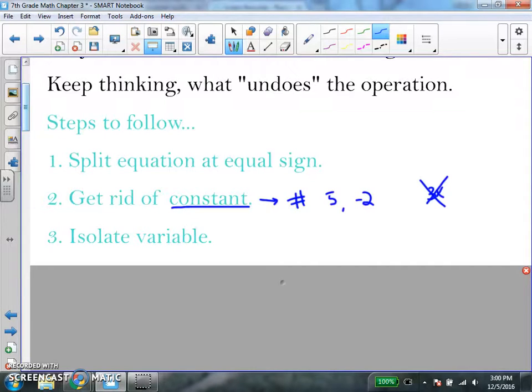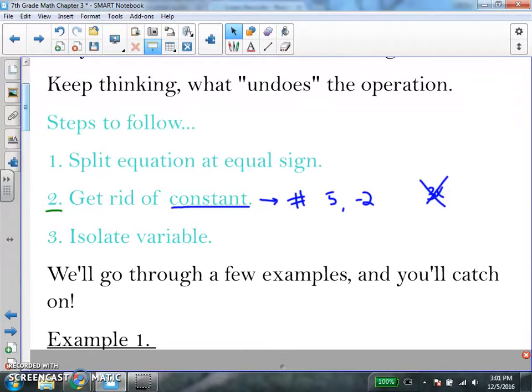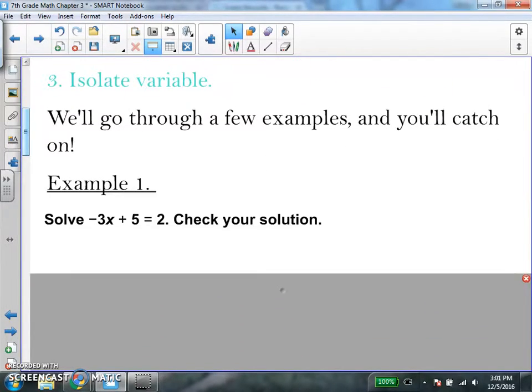Then, lastly, you isolate the variable, which means you get the variable all alone. This is very similar to what you did in the last two sections. So we're just adding in a step from 3.4 and 3.3. And that step is number 2, getting rid of the constant. Okay, and I'll show you why we need to do that coming up. After you have your steps down, it's time for our very first example. And I think you'll start to see a pattern and start to catch on.